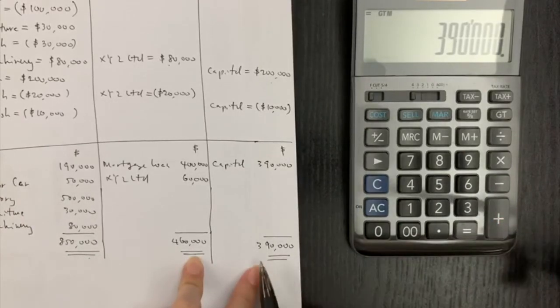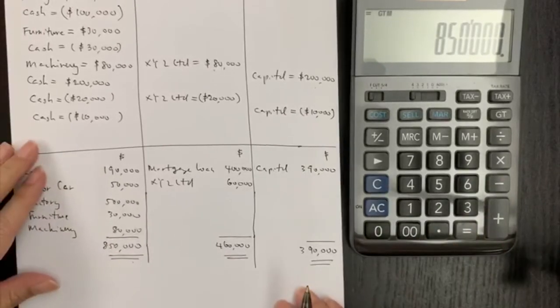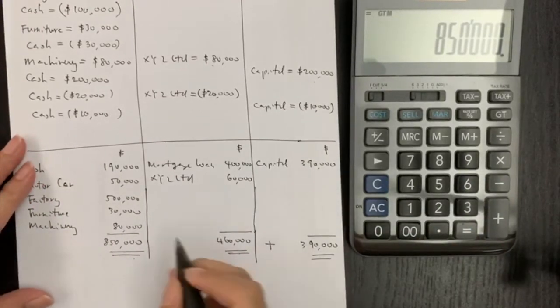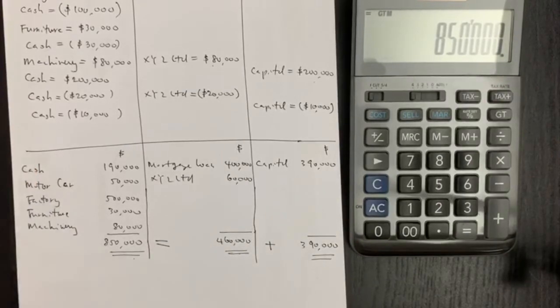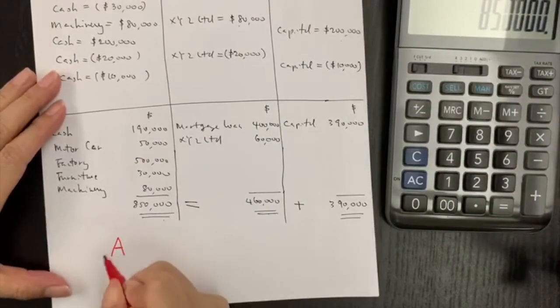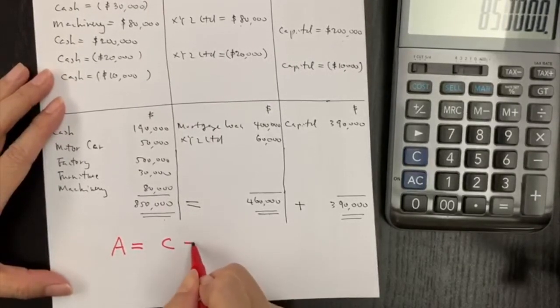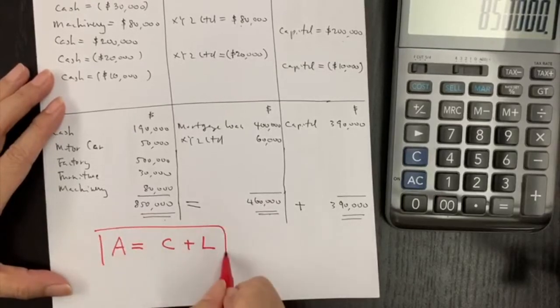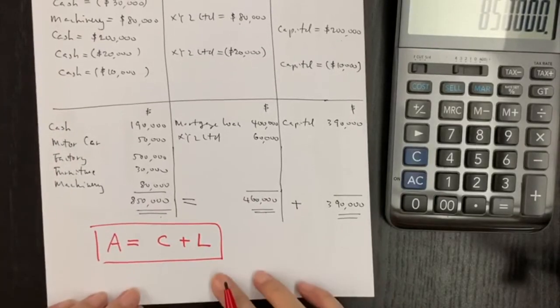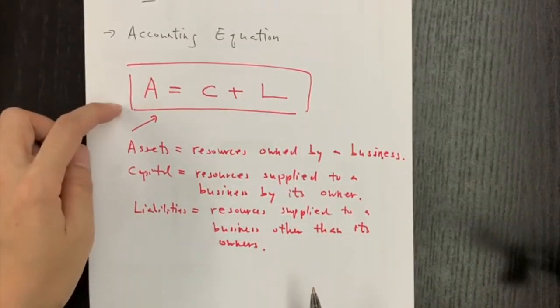What is the total? 390,000 plus 460,000. So the sum is always the same, right? So that we come to have this accounting equation. It says that assets in column 1 is always the same as capital plus liability. So this is the accounting equation.